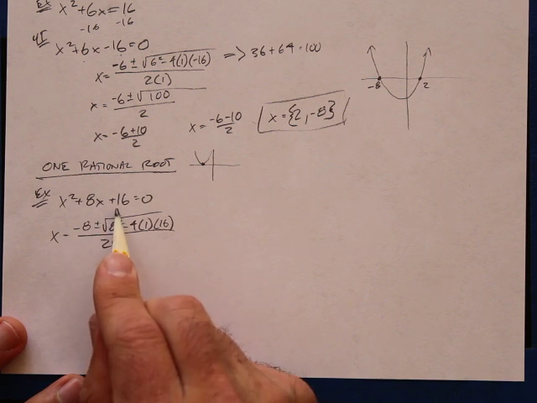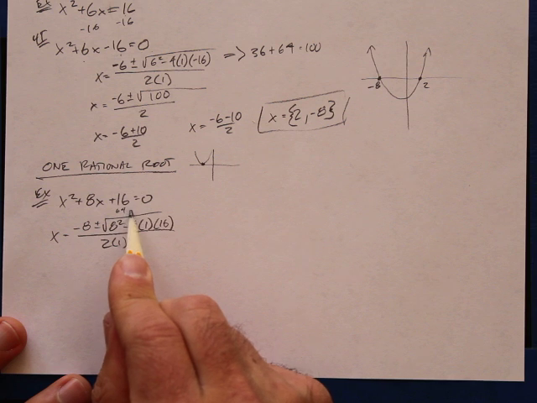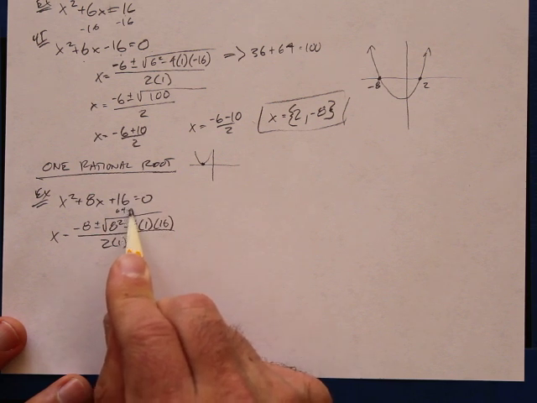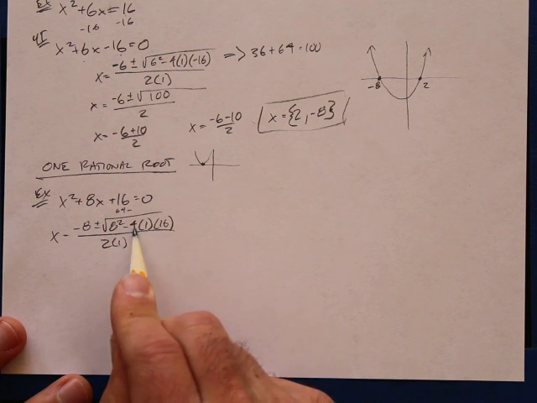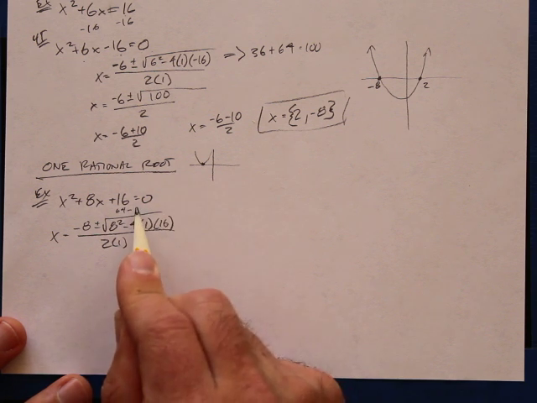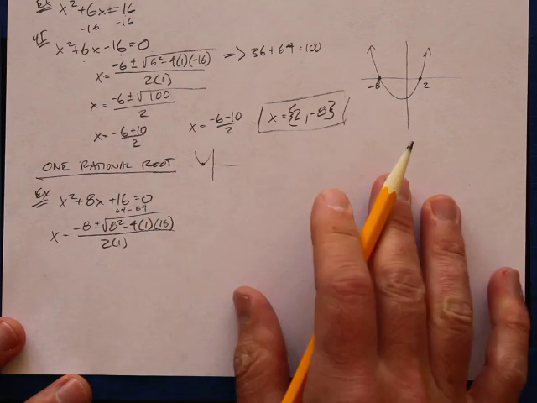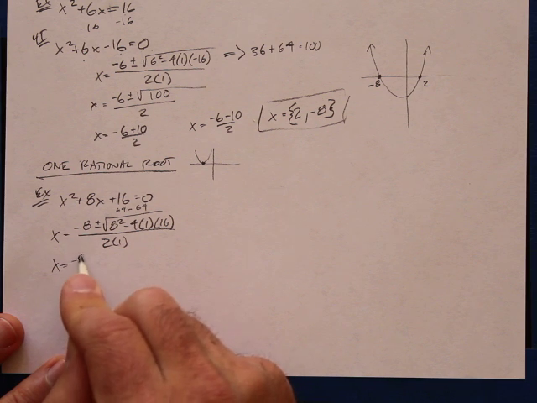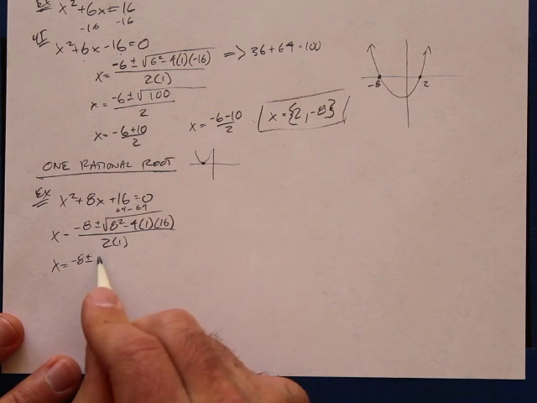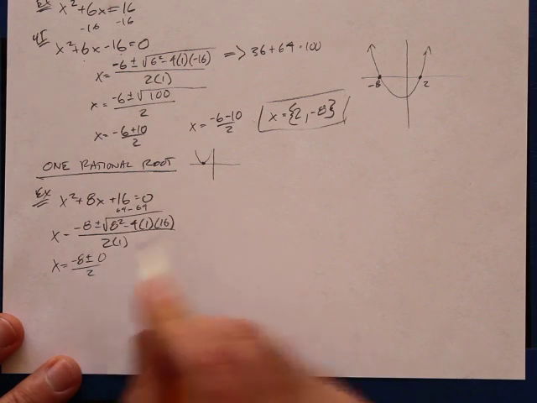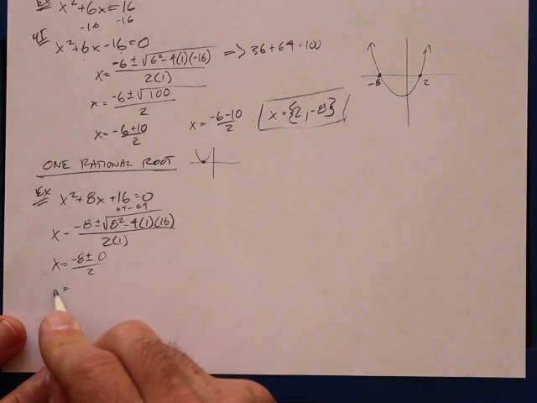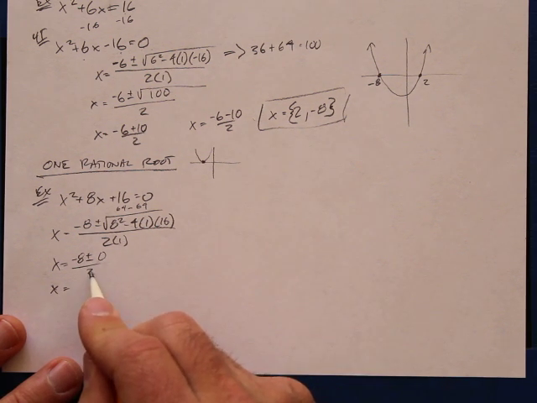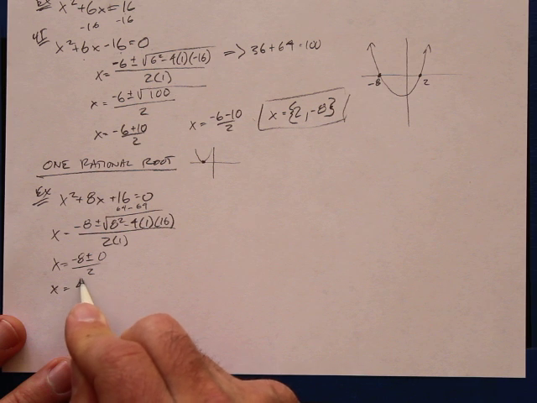8 squared is 64, minus, so these are positive, so I don't have to change that subtraction sign, minus 4 times 16, which we know already is 64. We did that one just a moment ago. So in here I've got 0. x equals negative 8 plus or minus the square root of 0, which is just 0, over 2. So now I end up with x plus or minus 0, so that just goes away. Negative 8 over 2 is negative 4.